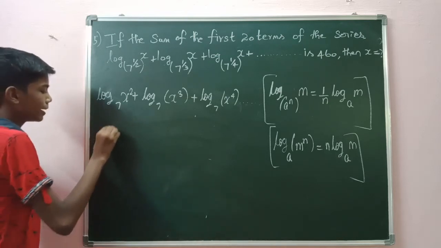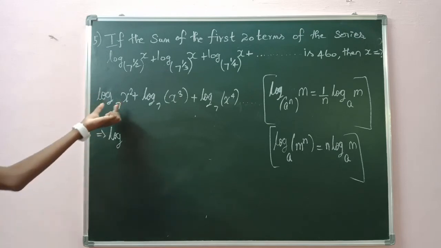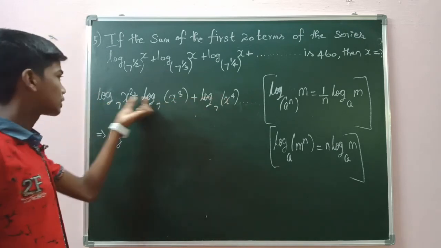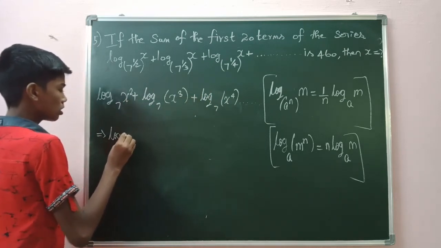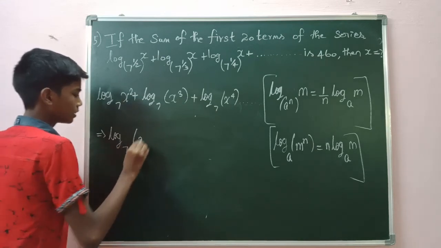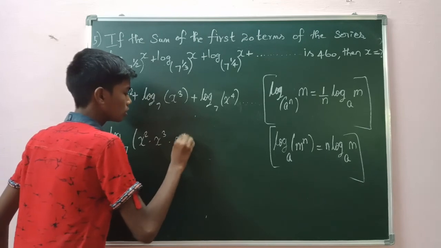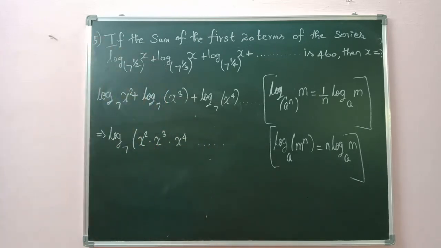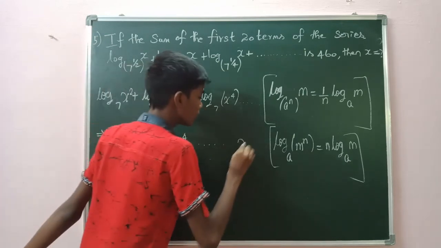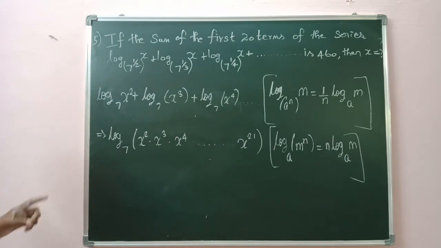Using a log property as a basis, I can multiply your inside values. Multiply all the inside expressions x square, x cube, x power 4, x power 5, going up to 20 terms. I'll get log to the base 7 of x square into x cube into x power 4 all the way up to 20 terms. As I'm doing all the way up to 20 terms, your last term will be x power 21, not x power 20. I hope you understand why it is x power 21.